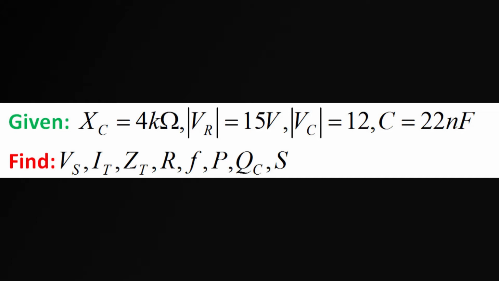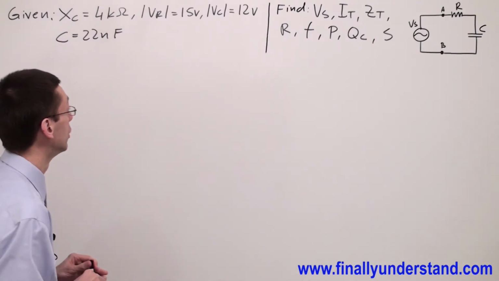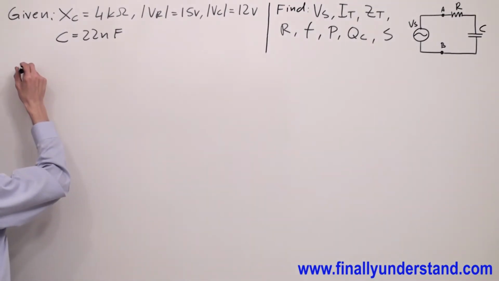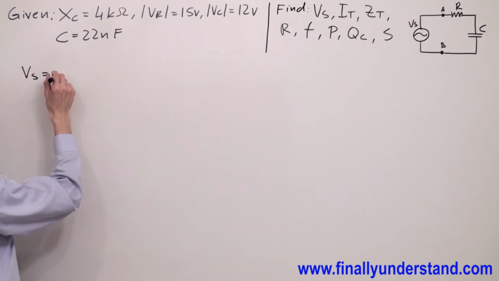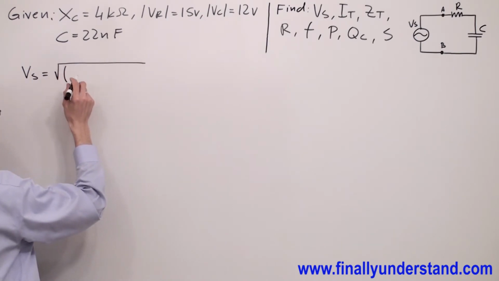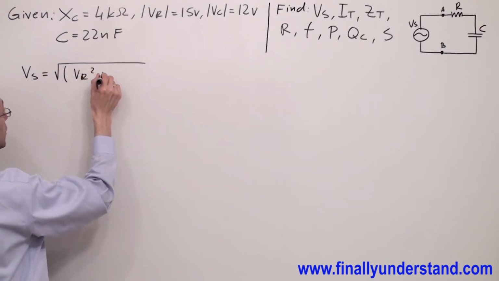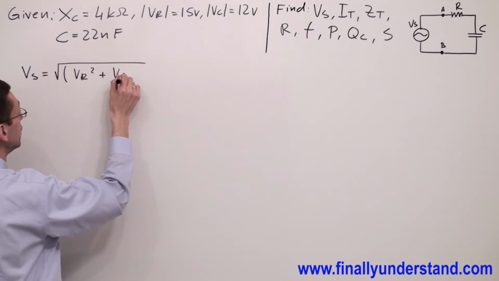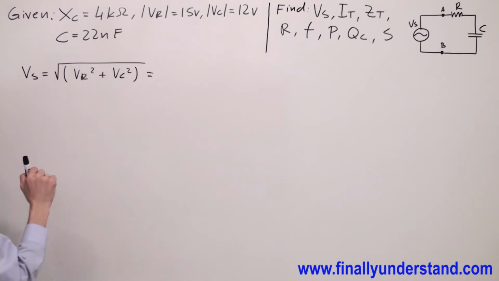We have another example on the board. We're going to find first the voltage source. In order to calculate the voltage source, I'm going to use the Pythagorean theorem. Voltage source is equal to the square root of (VR squared plus VC squared). Okay, this is the formula for the voltage source in this circuit.